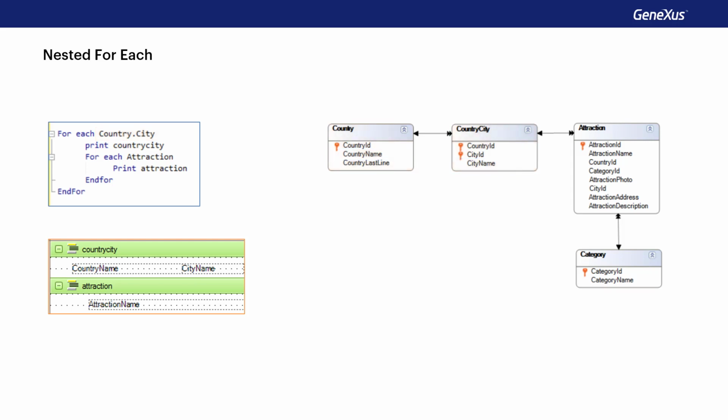Secondly, the base table of the nested for each command is determined. The attraction base transaction is considered, as well as the attraction name attribute included in the print block. If a base transaction hadn't been written, something related to the external for each command attributes would be considered to determine the base table of the internal for each command, but this is not the case. Thus, its base table is determined as if it was a standalone for each command. Therefore, its base table will be attraction.